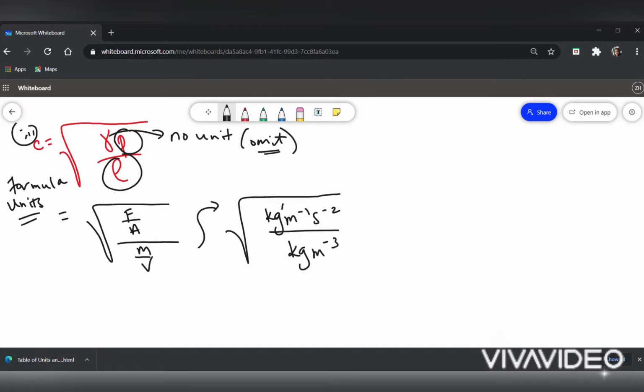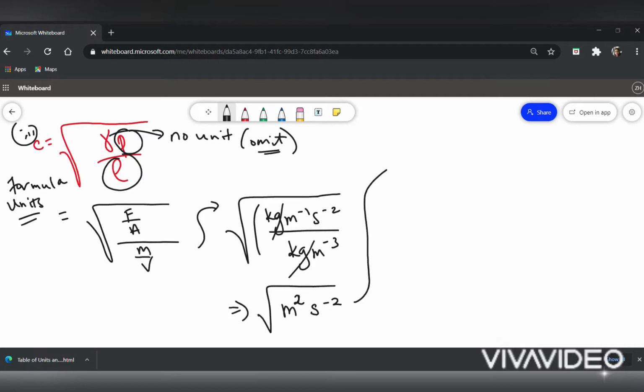We can cancel our kilogram because, applying the indices, it still holds. So what we're going to get here is the rule where you subtract the powers of numbers of the same base if you're dividing them. So we get meters, of course, 1 minus 3, so you get meters squared per second squared.